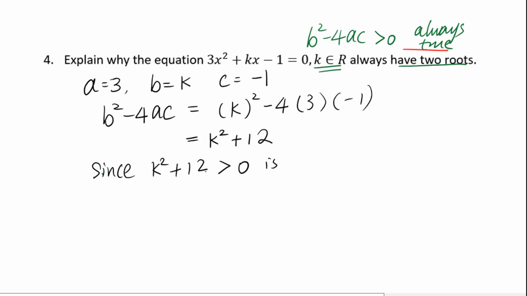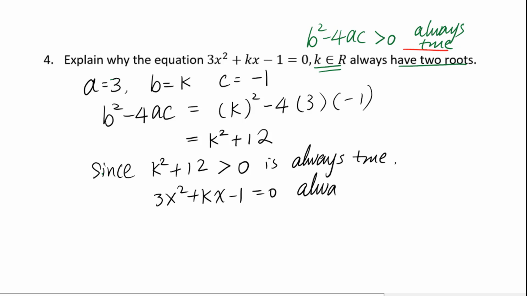Since k squared plus 12 greater than 0 is always true, the equation 3x squared plus kx minus 1 equals 0 always has 2 roots.